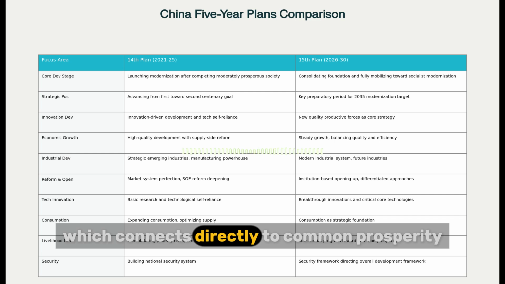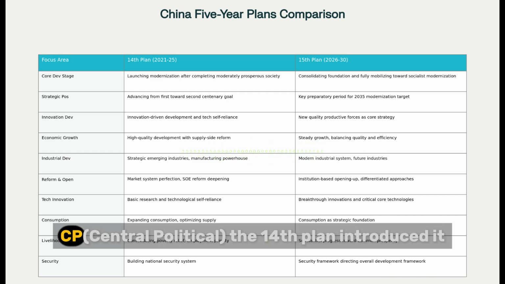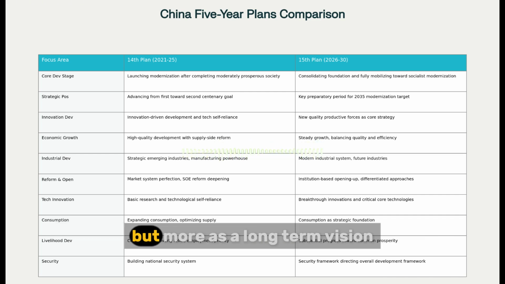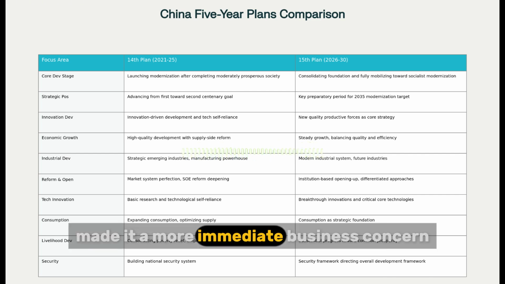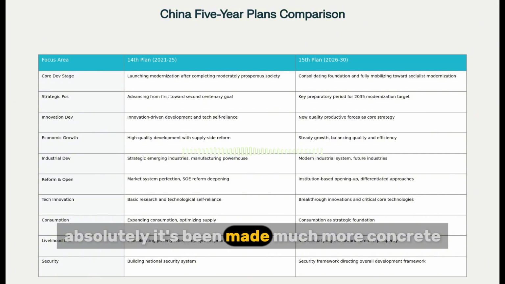Which connects directly to common prosperity, CP. The 14th plan introduced it, but more as a long-term vision. Has the 15th put a deadline on it, made it a more immediate business concern? Absolutely. It's been made much more concrete.